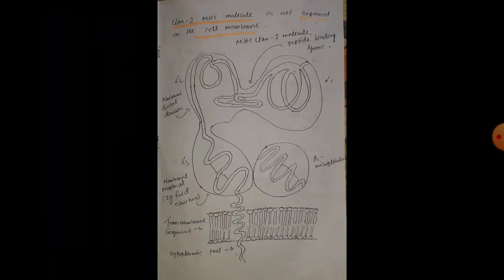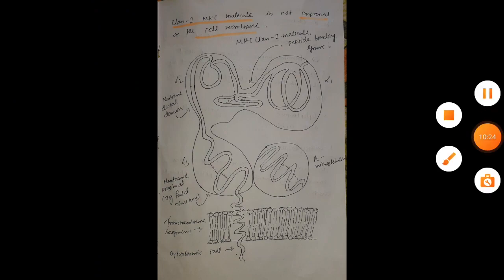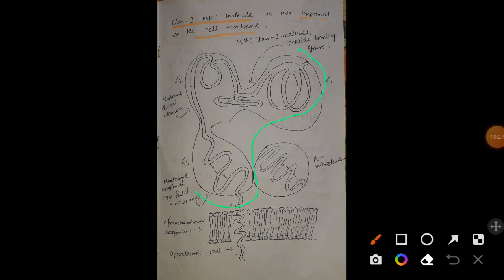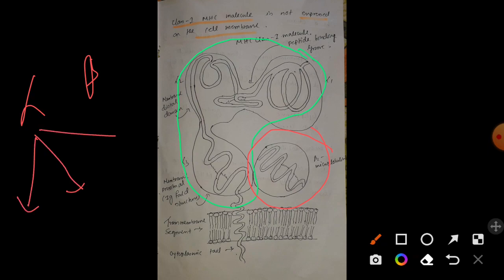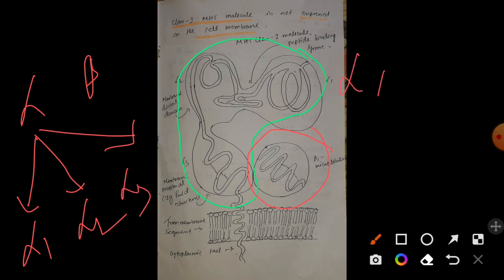So this is the structure of class 1 MHC molecule. It consists of two peptides. Broadly, first of all, it consists of one alpha chain, this part, and a beta 2 microglobulin. So two parts: one is alpha, another one is beta. Now we can divide alpha into three domains: alpha 1, alpha 2, alpha 3. This part is alpha 1, this part is alpha 2, this part is alpha 3, and then this is beta.